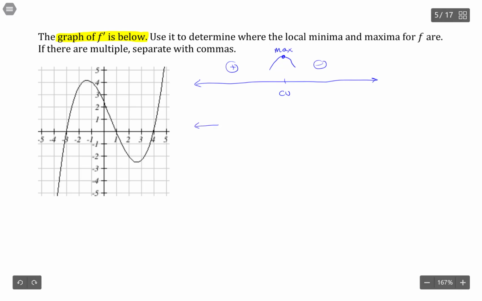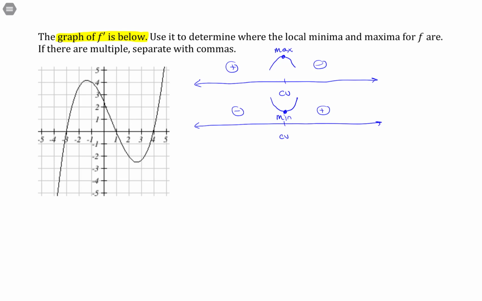And likewise, if we have a critical value where we go from decreasing and then change to increasing, well, decreasing to increasing gives us a shape like this, which means we would have a minimum value on that region. So let's first determine where we have critical values.